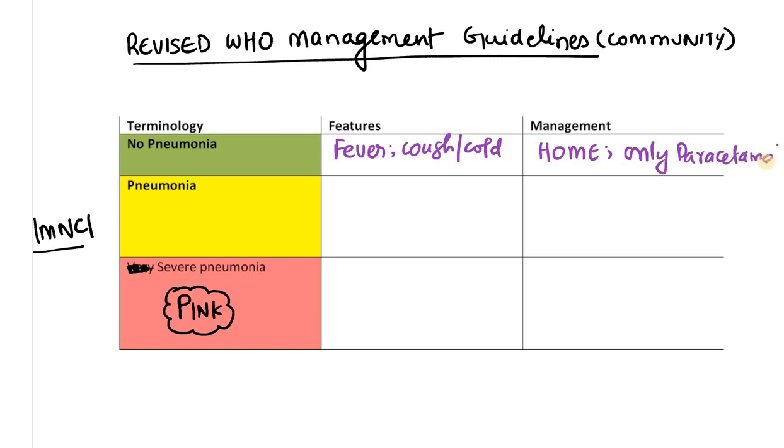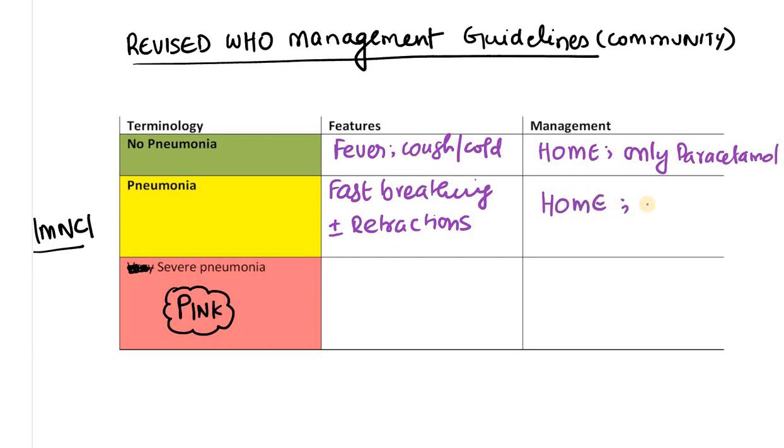Okay, right. Now, next is regarding pneumonia. What is the meaning of pneumonia? Pneumonia means presence of fast breathing plus or minus retractions. Here again, what is advised is home management, but because this is pneumonia, you should also start oral antibiotics. And as per the program guidelines, what is the oral antibiotic which should be started? Yes, it is amoxicillin. Now, last one is severe pneumonia.